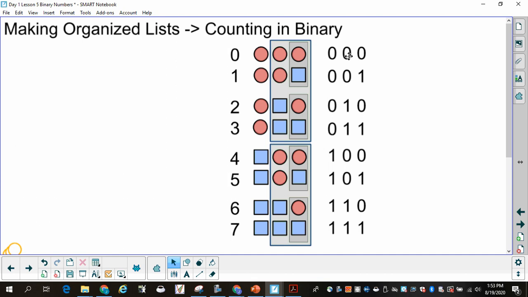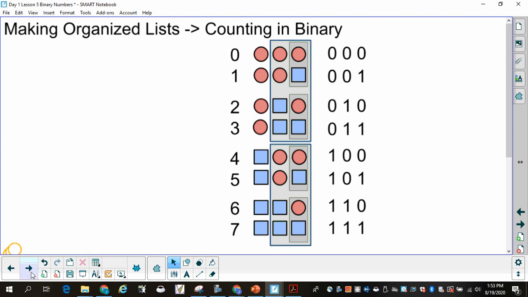We're going to let 0 be all the red circles. So 0 is just 0, 0, 0. 1 is 0, 0, box: 0, 0, 1. 2 is 0, box, 0. Put the 1 in the middle. And so on. Okay? The digits have a value.